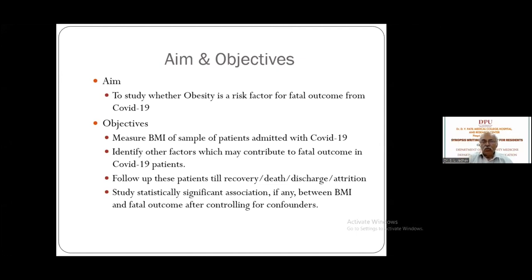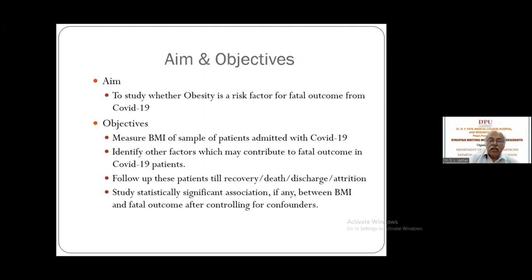So you have to think through. How do I write it? Objectives, which would be feasible, which could be doable, is: measure BMI of a sample of patients admitted with COVID-19. Suppose I am starting a prospective study. All those who come with COVID diagnosis, I measure the BMI. That is my first objective.